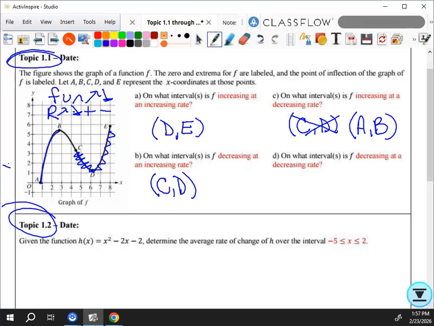Decreasing at a decreasing rate. What's that? B to C. Okay, very good. Decreasing and concave down. All right, any questions about that? That was my fault there. Sorry about that. All right, now let's look at this next one.